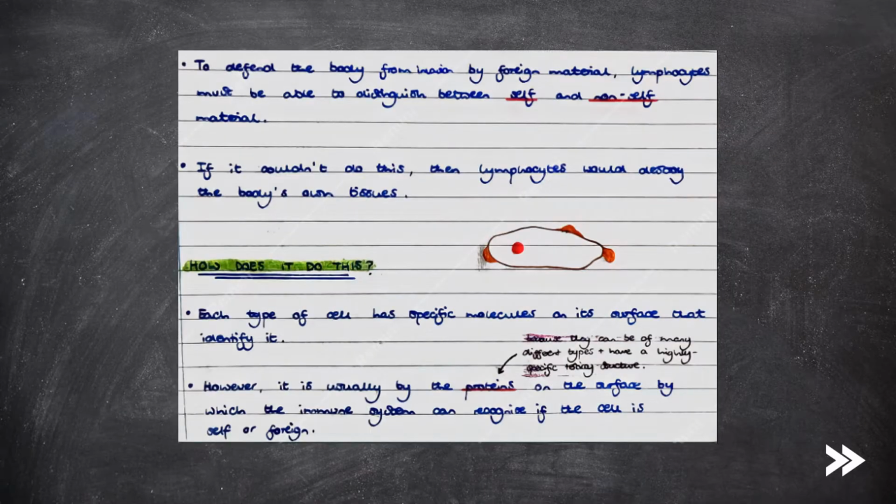So to defend the body from invasion by foreign material, lymphocytes must be able to distinguish between self and non-self, i.e. foreign material. If it couldn't do this, then lymphocytes would destroy the body's own tissues. So how does the immune system do this? Each type of cell has specific molecules on its surface that identify it. However, it is usually by the proteins on the surface by which the immune system can recognize if the cell is self or foreign. This is because proteins can be of many different types and have a highly specific tertiary structure.